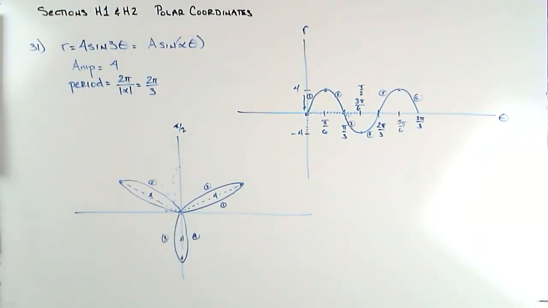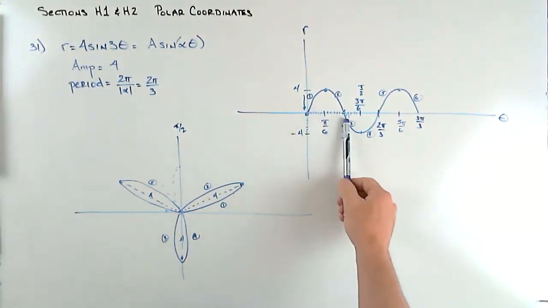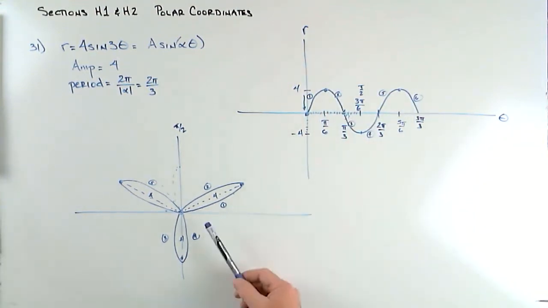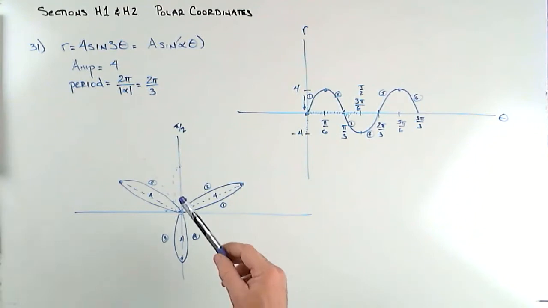So that's how we do our graphs from polar. We draw the graph of the trig function. We then trace the trig function's r values and theta values onto our polar axis, and we generate our polar graph. All right, so that's problem 31.